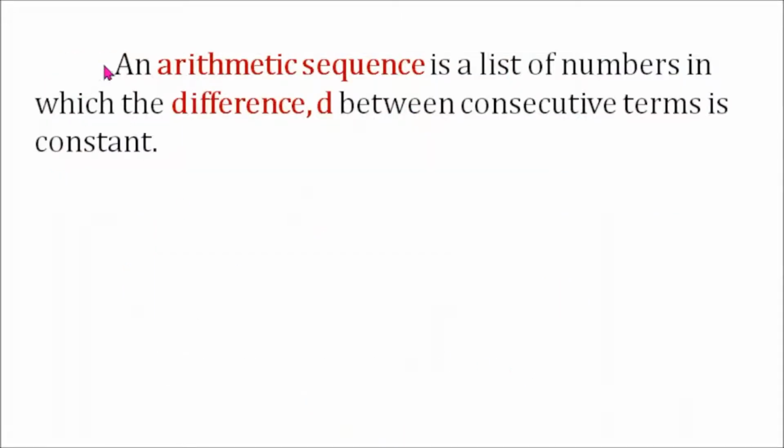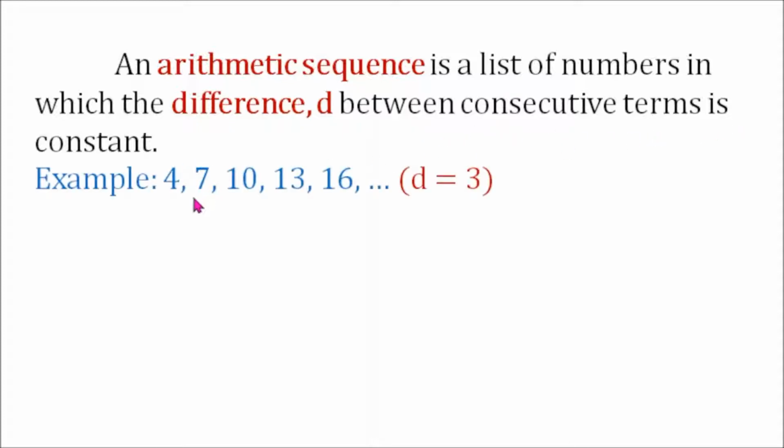Let's recall that an arithmetic sequence is a list of numbers in which the difference d between consecutive terms is constant. 4, 7, 10, 13, 16, and so on is an example of an arithmetic sequence where d, or common difference, is 3. So that means 4 plus 3 equals 7, 7 plus 3 equals 10, 10 plus 3 equals 13, and 13 plus 3 equals 16.